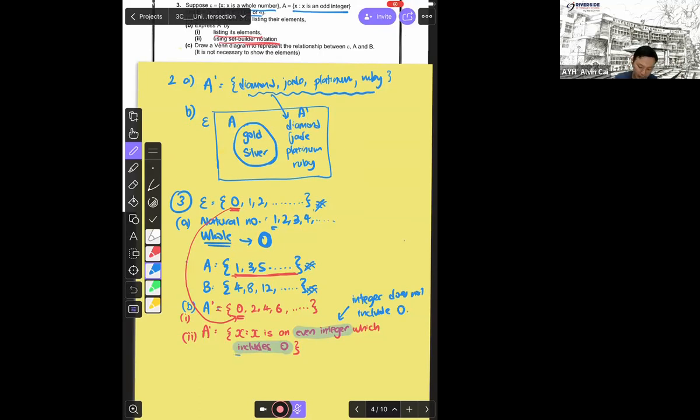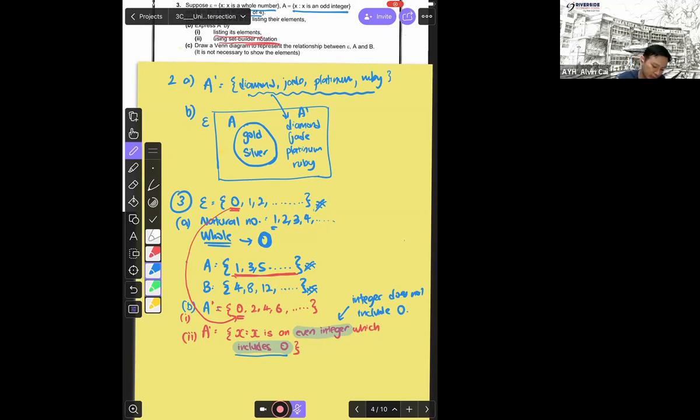Okay, so therefore I need to specifically mention that because our set includes a 0. Right. And last but not least, for part C, we are supposed to draw a Venn diagram. So once again, the Venn diagram, looking at set A, set B, and the universal set.